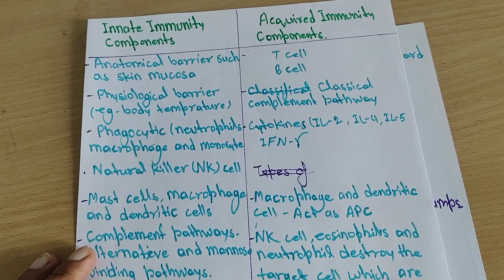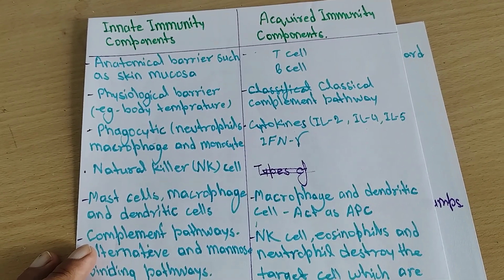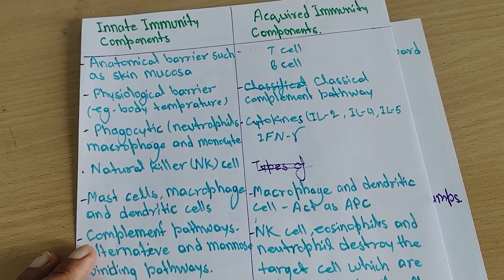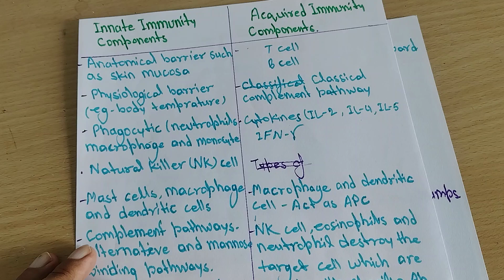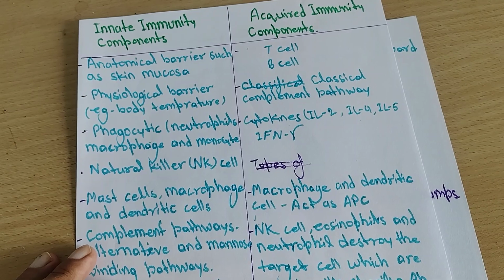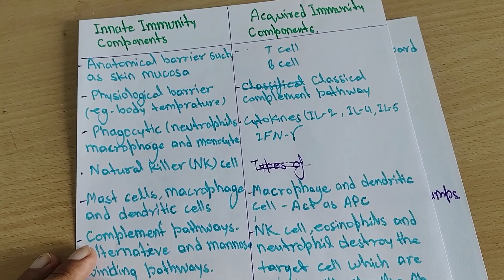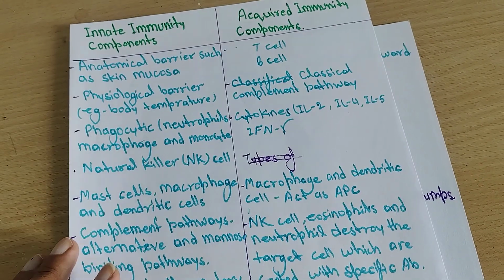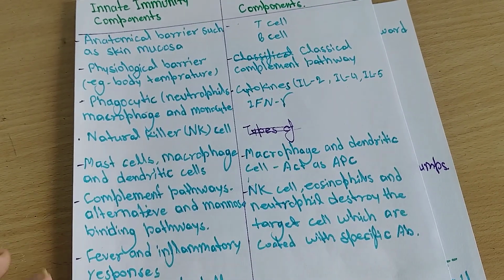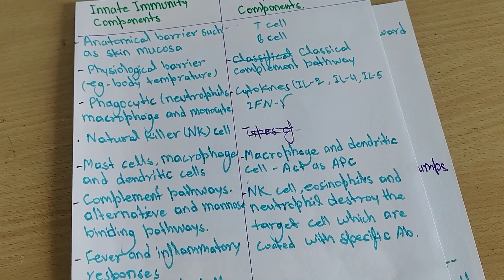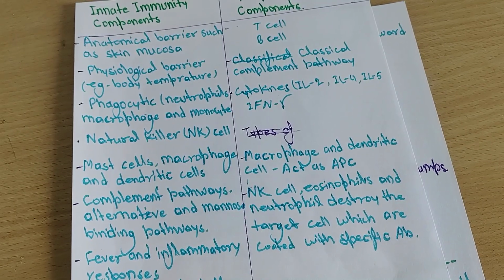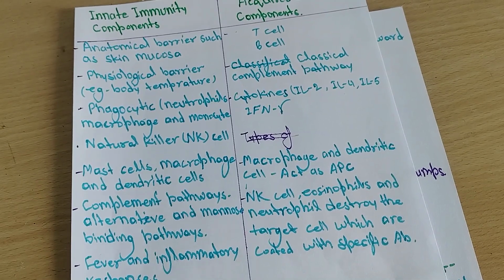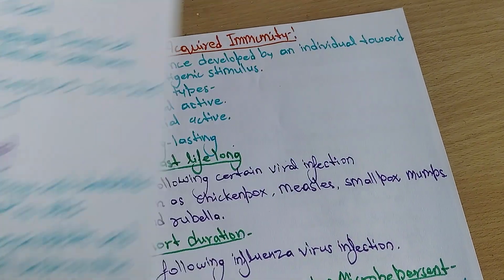Acquired immunity components are T cells and B cells, and the complement pathway followed in acquired immunity is the classical complement pathway. Cytokines: interleukin 2, interleukin 4, interleukin 5, and interferon gamma. Macrophages and dendritic cells in acquired immunity act as antigen presenting cells. NK cells, eosinophils, and neutrophils destroy target cells which are coated with specific antibodies.